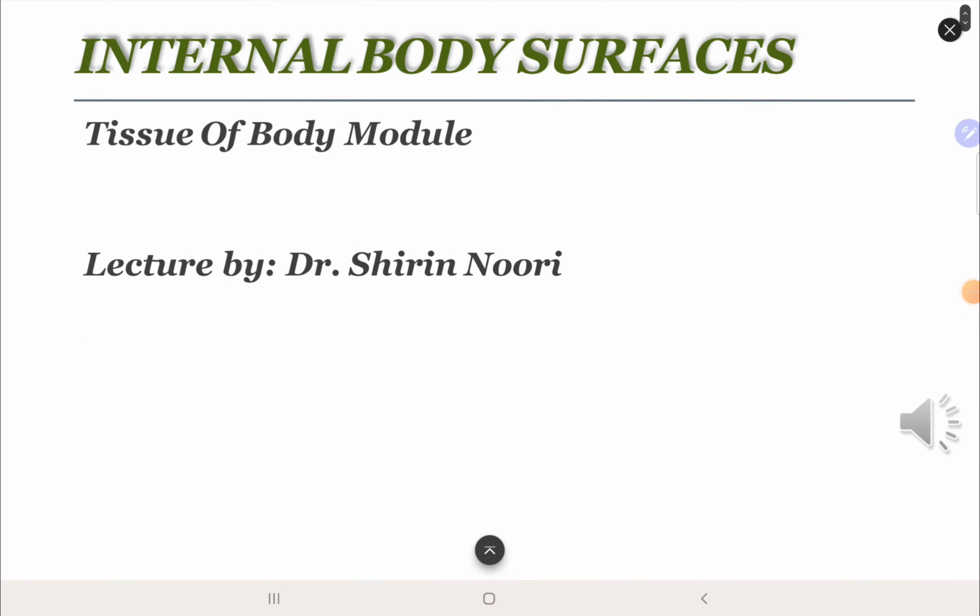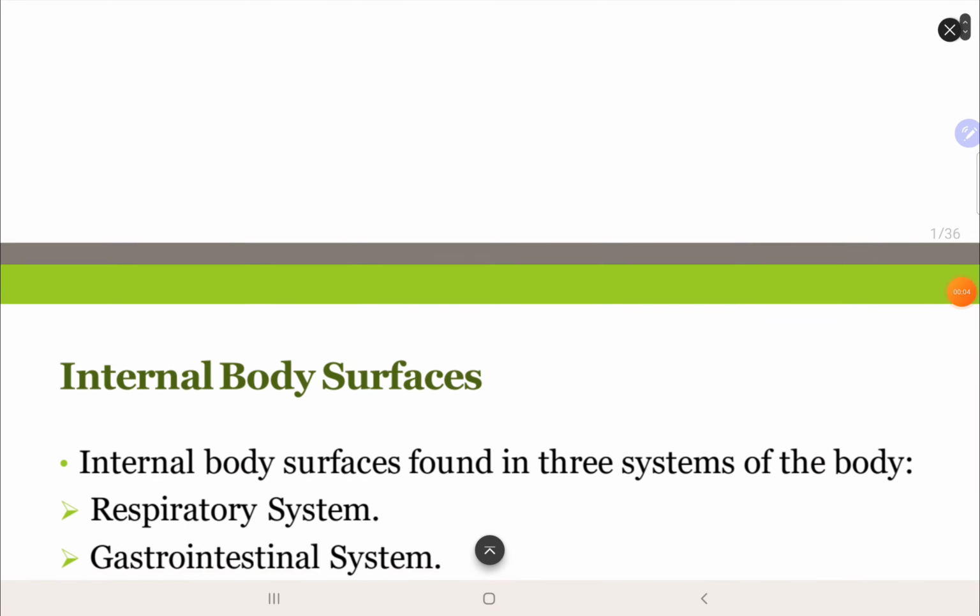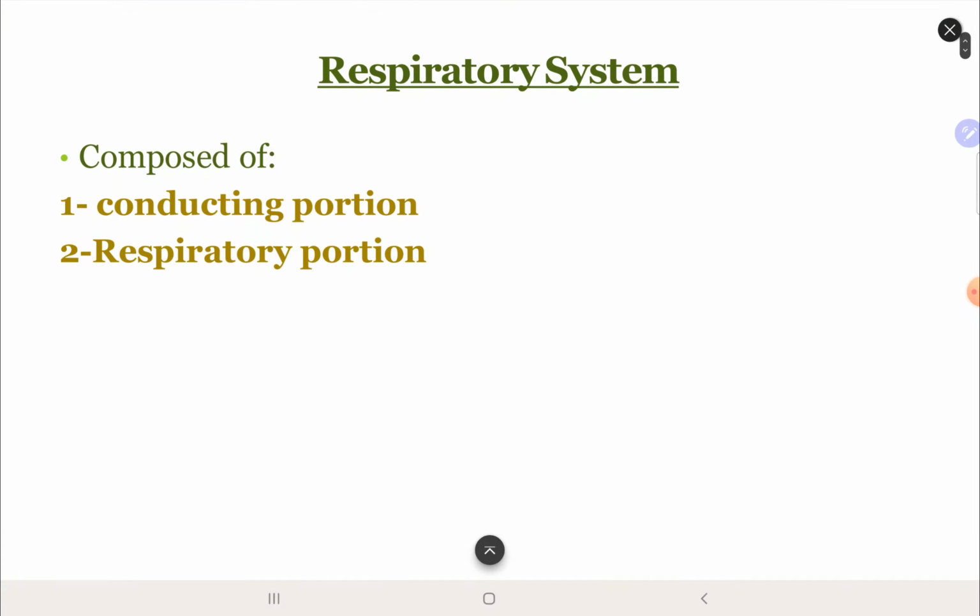Gastrointestinal system and the urinary system. Again, histologically, what is the difference between these three systems? Regarding the first one, which is the respiratory system, as you know, this system has a tube-like structure and it ends in both lungs.